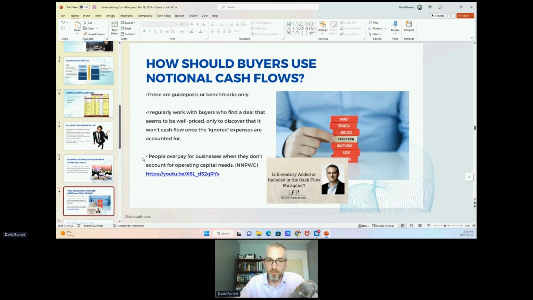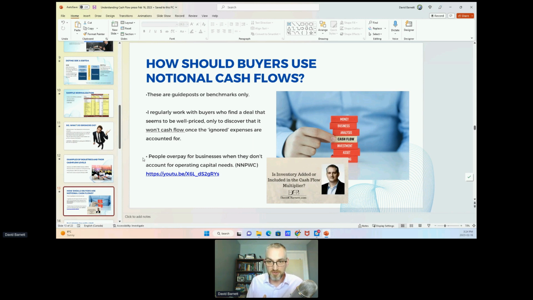People will often overpay for a business when they don't account for operating capital needs. You see, those multipliers that we often find when we're doing research or reading articles are reflective of what's called enterprise value. And enterprise value is supposed to be the amount of money that you pay to buy everything you need to make a business go. And there's some portion of operating capital that is required to make a business go.